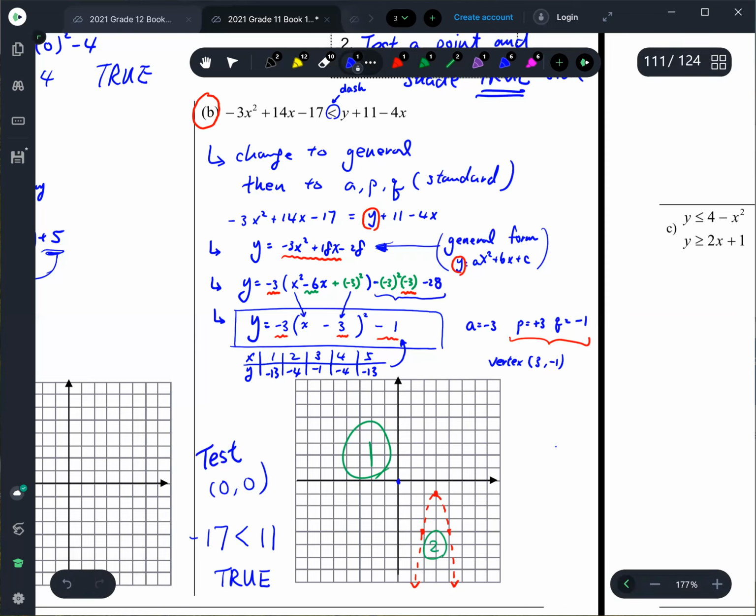0, 0 is right here, which is in region 1. So everything in region 1 is your answer. So you shade your answer like this. Your answer will look like a dashed line, and we'll include the dashed line in the shading.